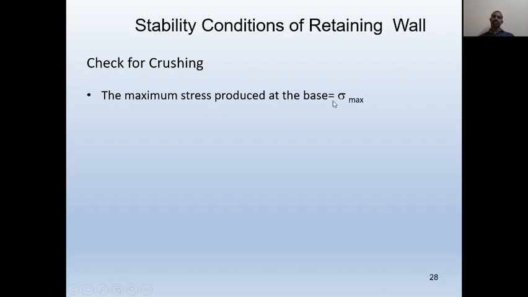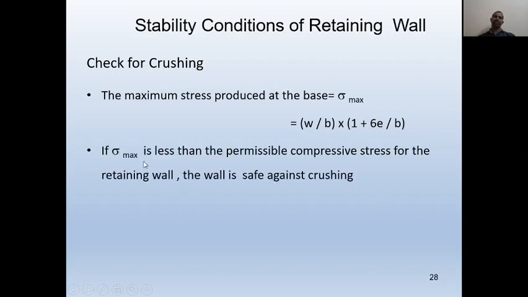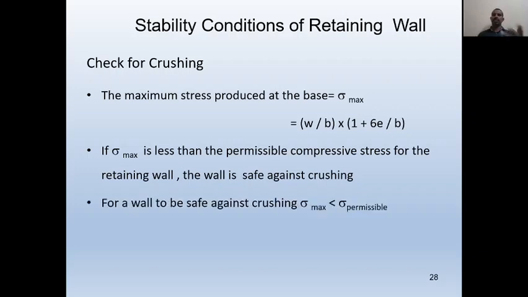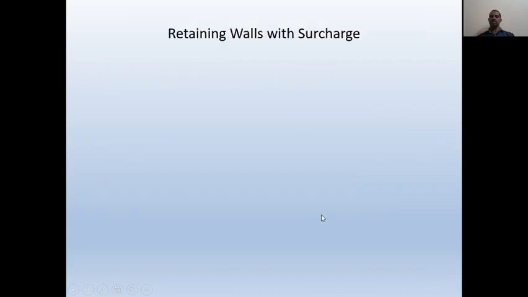The maximum stress produced at the base will always be sigma maximum, or sometimes P max, which is W by B into (1 plus 6e by B). We have discussed this and solved it in some problems. If sigma maximum is less than the permissible compressive stress for that retaining wall, the wall is safe against crushing. But if it is greater, crushing of the material takes place. For a wall to be safe against crushing, sigma max must be less than sigma permissible.